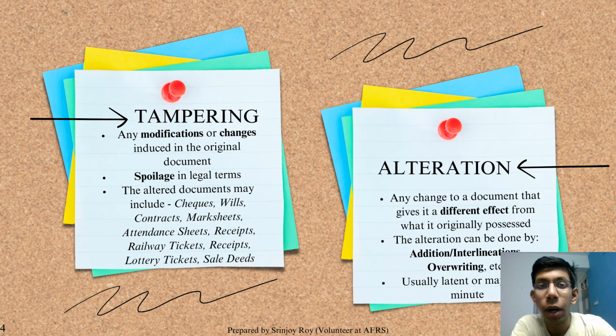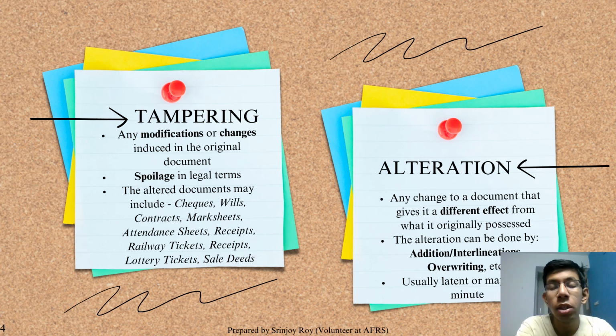Moving on to the first part, what is tampering and alteration? Tampering basically means changing anything in a document. A document is basically something which has symbols, alphabets, letters, numbers, etc. Something which is changed in a document with a very illegal intention, that is known as tampering.